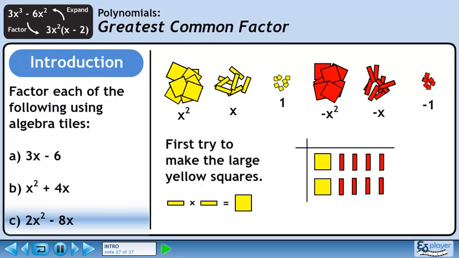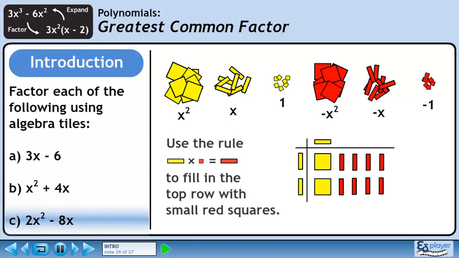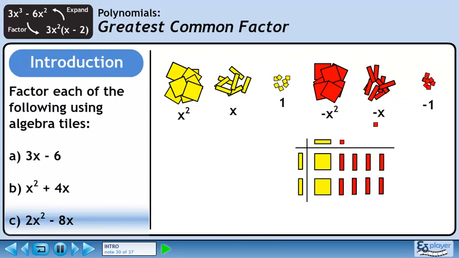First, we'll try to make the large yellow squares. Recall that a yellow rectangle times a yellow rectangle makes a large yellow square. Place 2 yellow rectangles in the left column and 1 yellow rectangle in the top row. A yellow rectangle times a small red square is a red rectangle. Use this rule to fill in the rest of the top row. We can use 4 small red squares to fill in the top row. This gives us back all of the red rectangles within the grid.